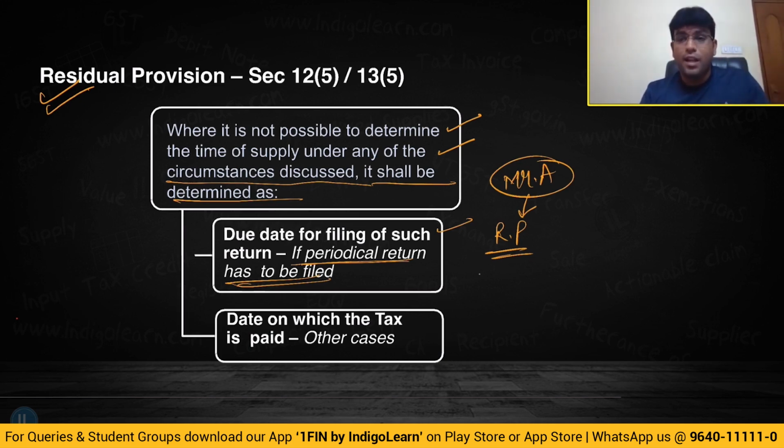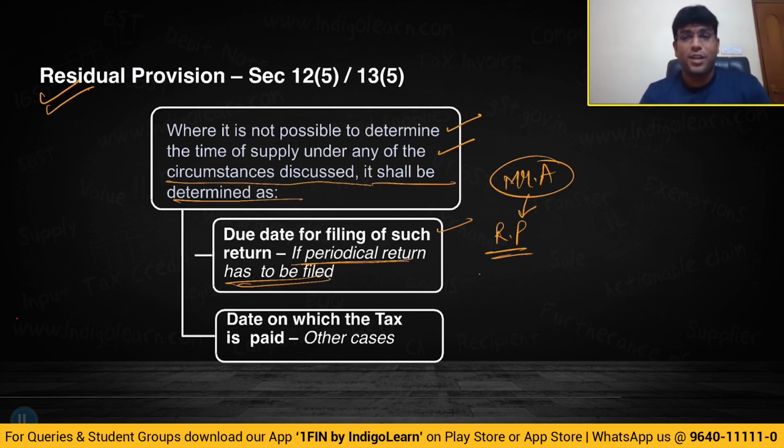No details are available. Then you will say, sir, we will see when the recipient records it in his books of account. That also is not available. Nothing is available. If nothing is available, some solution should be there, no sir. That solution, what they said, is that the due date for filing the return will become the time of supply. And periodical return technically here means as per GST law only. Are we getting clarity, everybody?